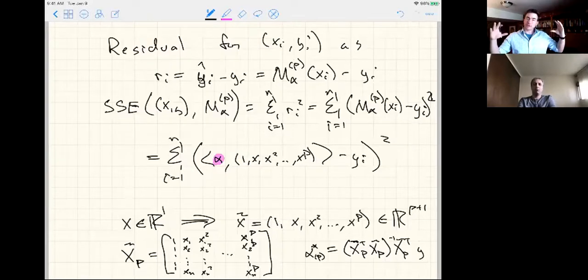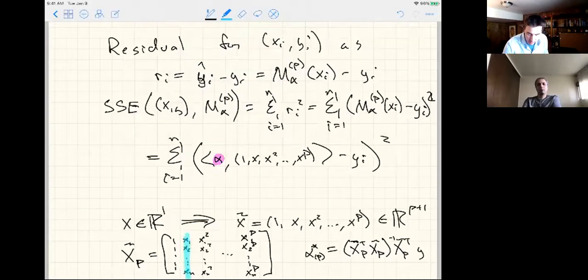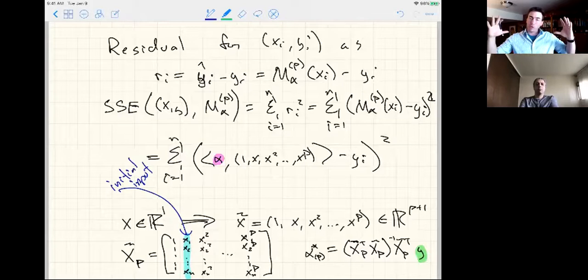Once I've done this expansion and blown up this matrix, I started with my initial data, this is my initial input, in addition to y. I also have this y as the initial input. But starting with these two things, I've blown up this one vector x into this p plus one dimensional vector, and then I can apply the same trick I did before.